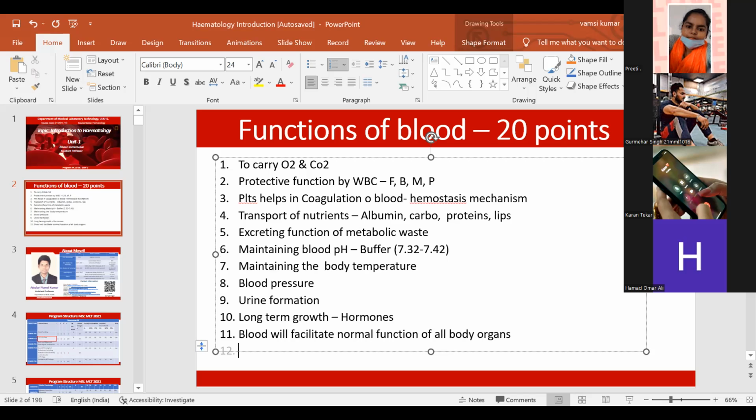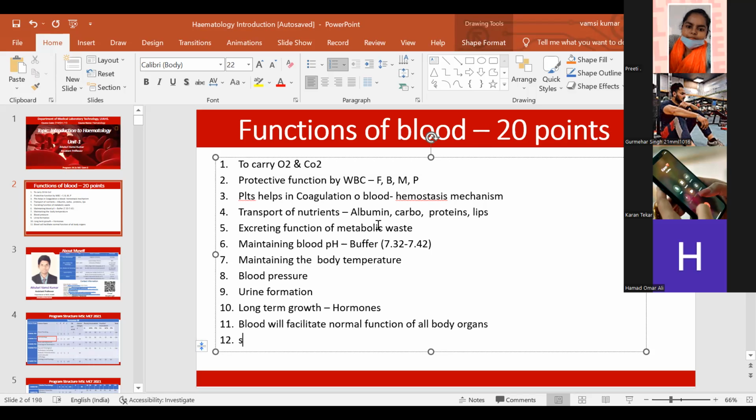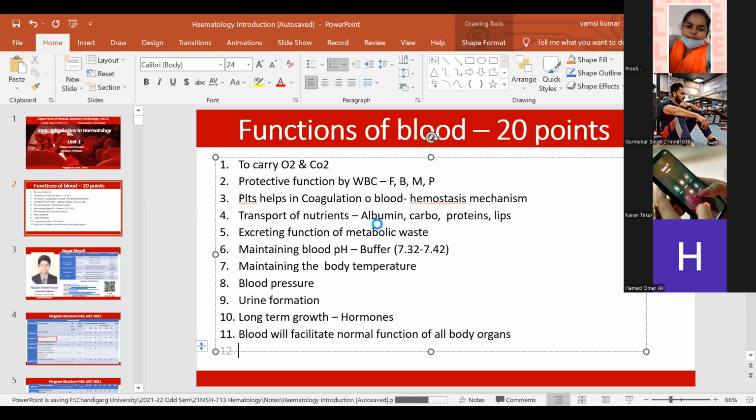Any other function, students? I'm not satisfied. I need more. Any other interesting points about blood? I need it from you. Any one more point for my satisfaction? Yes, Karan. Even I am running out of points. Any interesting function of blood apart from this?